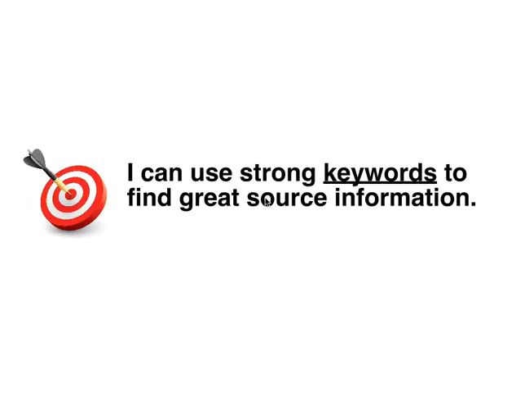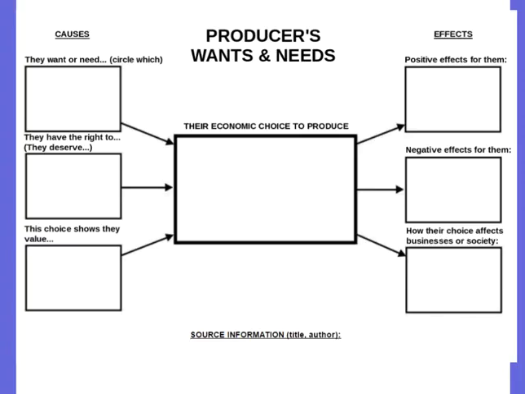In this lesson, we want to show you how to use strong keywords to find great source information. Many of you are already doing this in terms of finding great information about how your product is made, but we want to challenge you to really focus in on the producer's wants and needs and finding great information about what life is like for a producer of your item. Today you're going to focus on this page, the producer's wants and needs in your research notes.